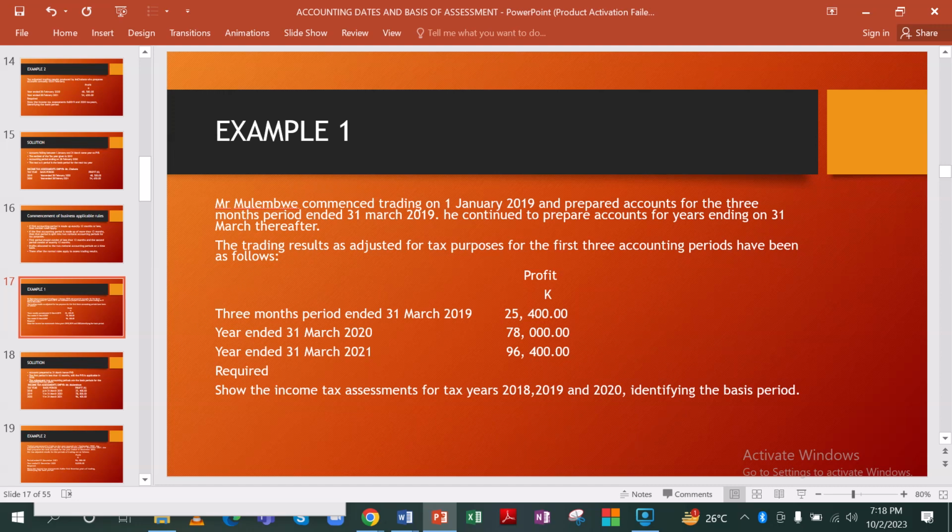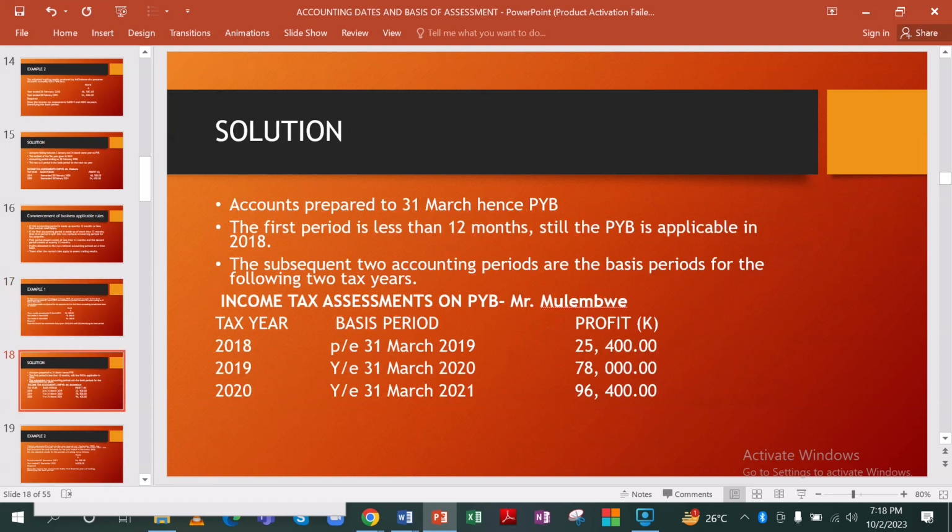So for the year ended 31st March 2021 with 96,400, we are going to lag behind because this is a preceding year basis. It means this will be assessed in the tax year 2020. So that's what is going to happen in this case, hence the presentation of this nature for Mr. Mulembwe.